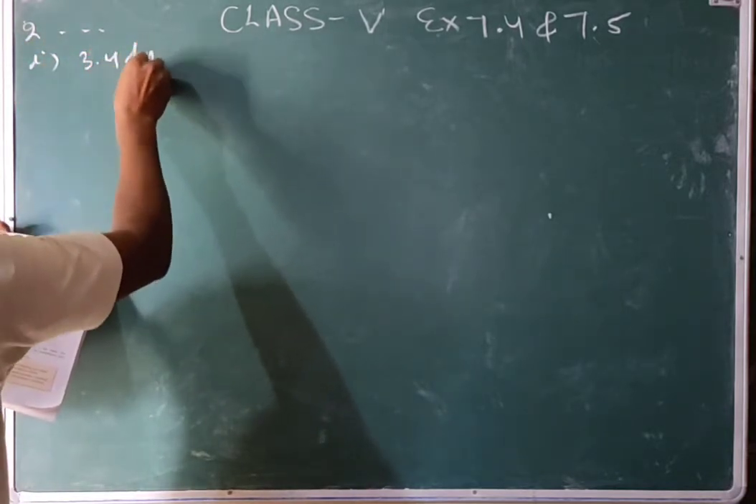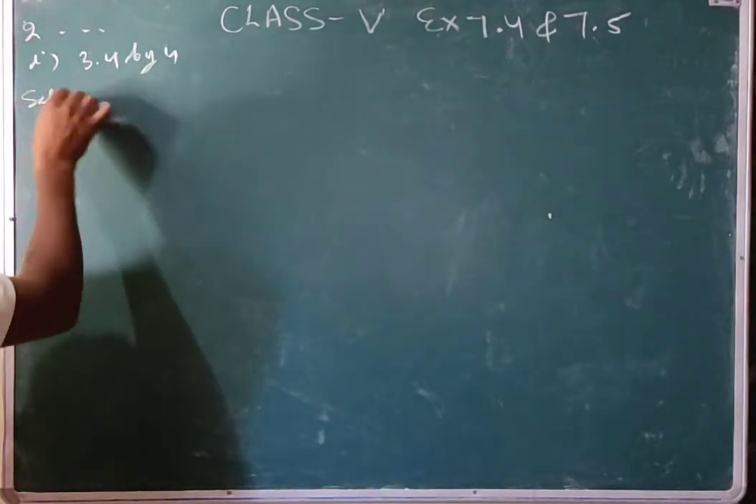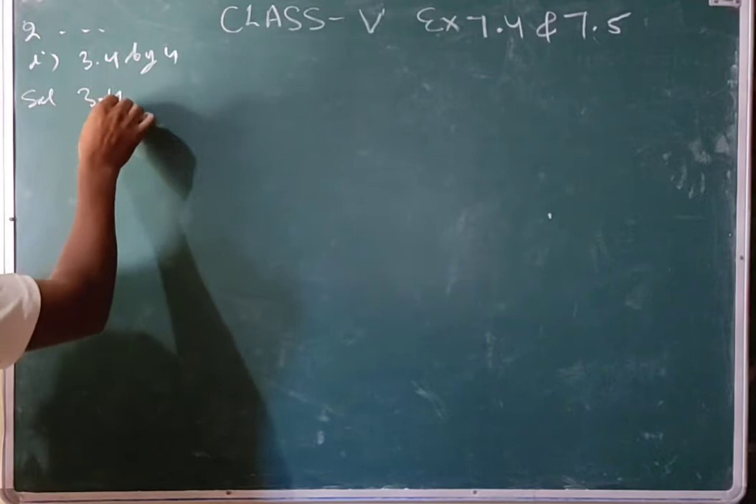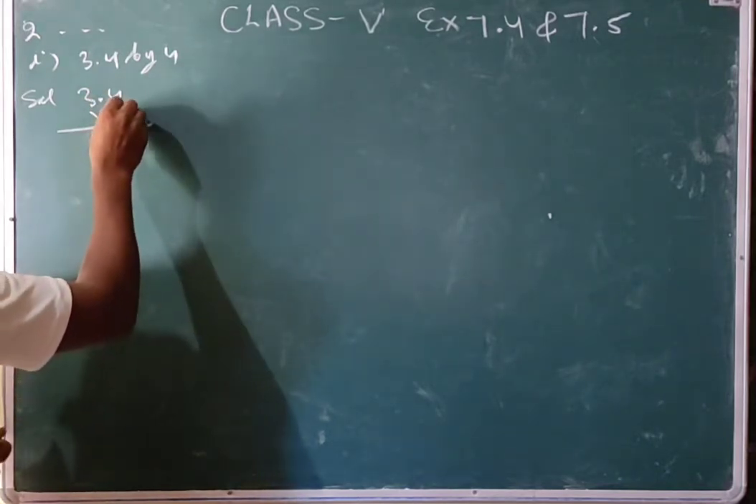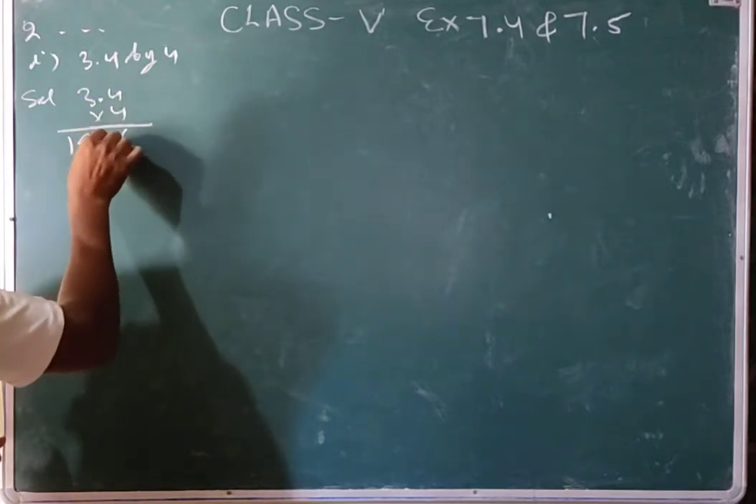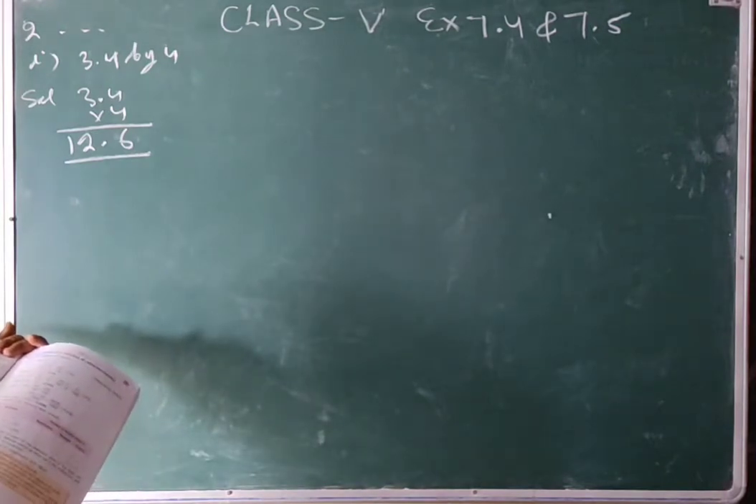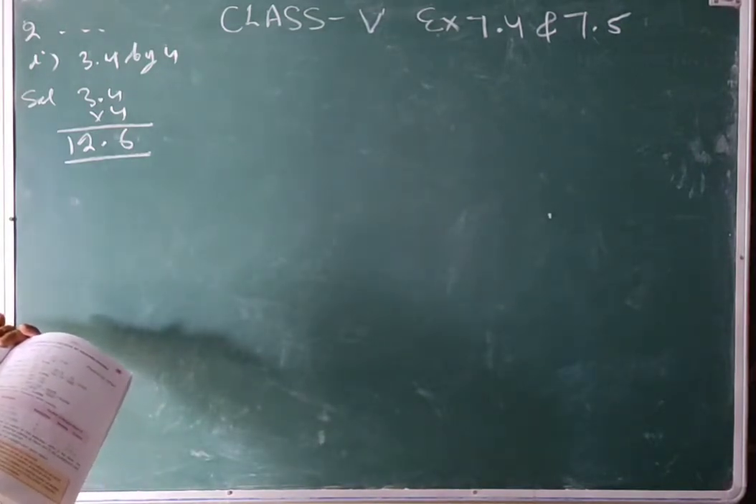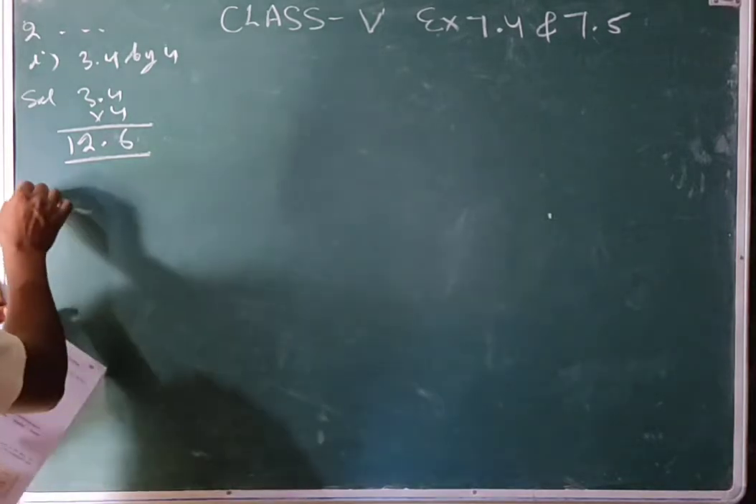3.4 by 4. So similarly you will multiply as usual, you know that very well. 4 4s are 16 and then carry 1, 4 3s are 12, and then decimal you will put like this. And then we can see that third part also.